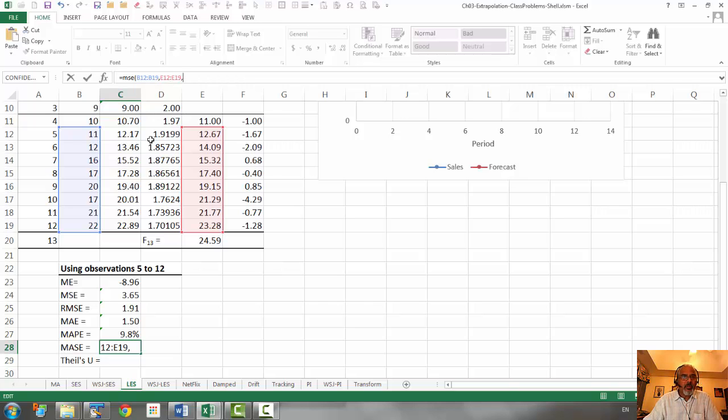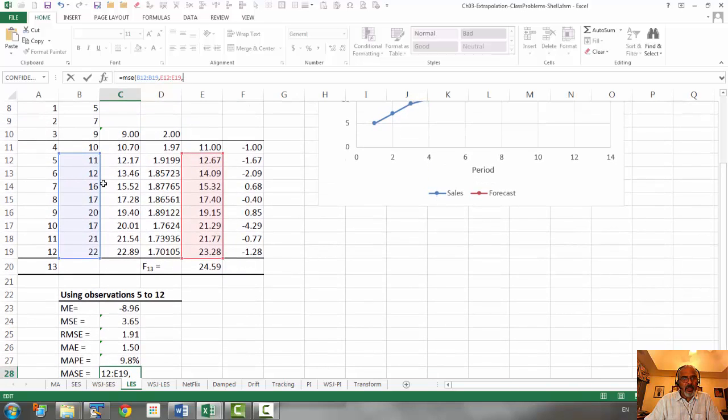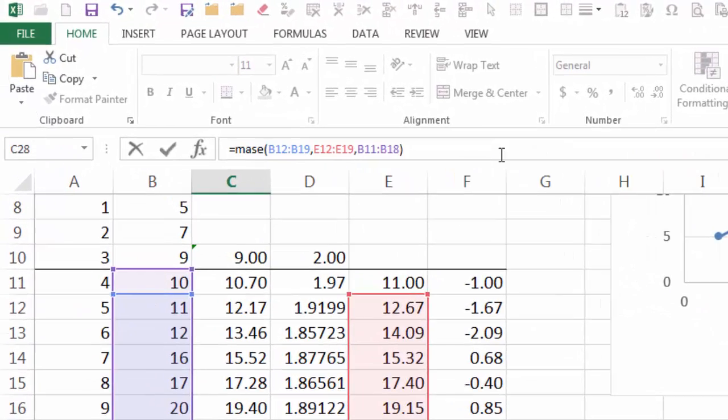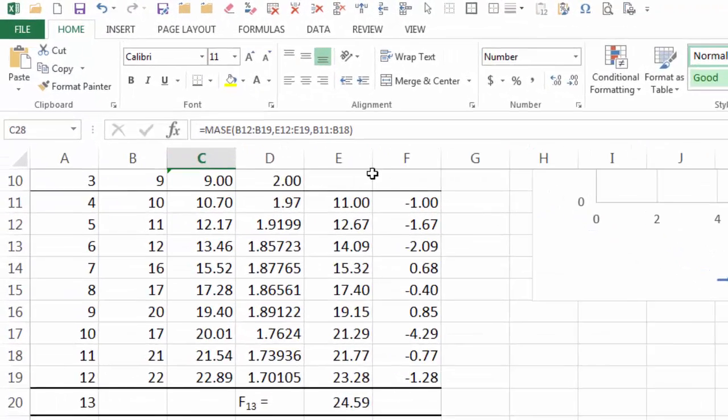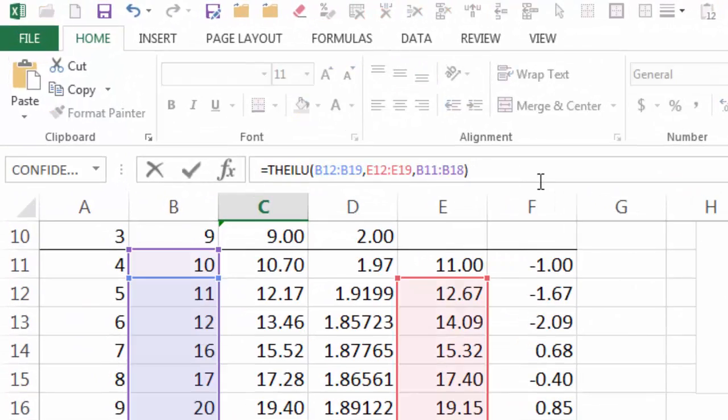Then we want to compare that with the random walk. So the random walk forecasts now are for weeks 5 through 12. The forecast will be the actual values from weeks 4 through 11. So those are the three measures. Now we set up the same measures for the random walk, and here it is.